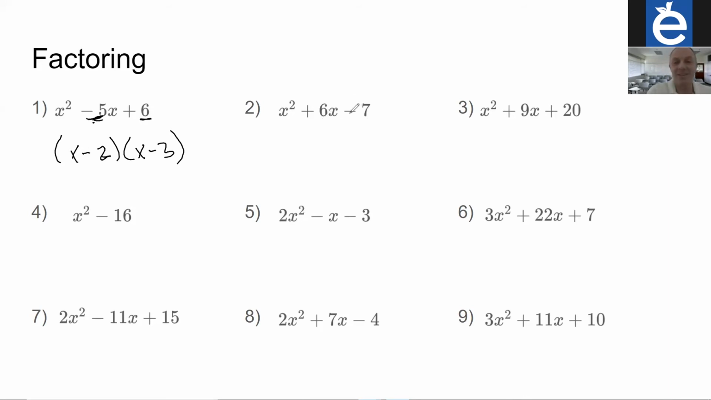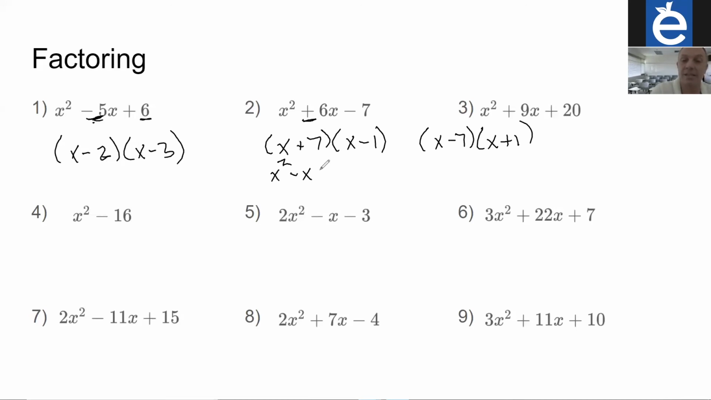Now, multiply to be a negative 7 and add to be positive 6. This middle term is positive. So actually, let me go with both options. This could be x plus 7 times x minus 1. It could also be x minus 7 times x plus 1. And we could have a little discussion there. Well, we could check our work. If we FOIL these out, this ends up as x squared, what is that? Outer is minus x, inner is 7x, last is negative 7.